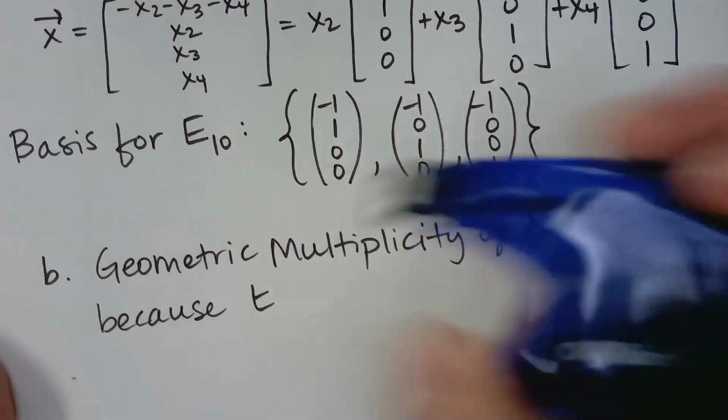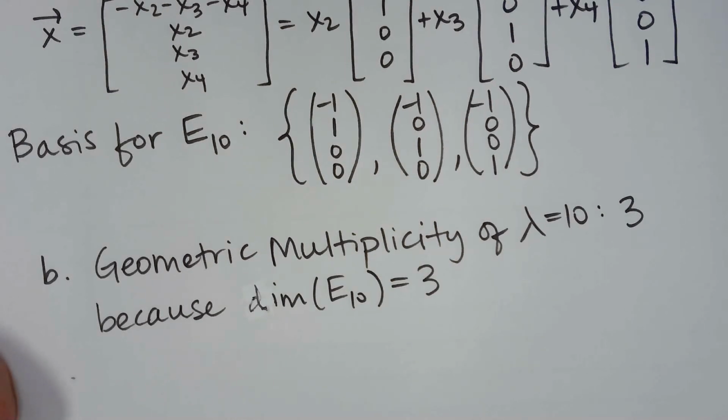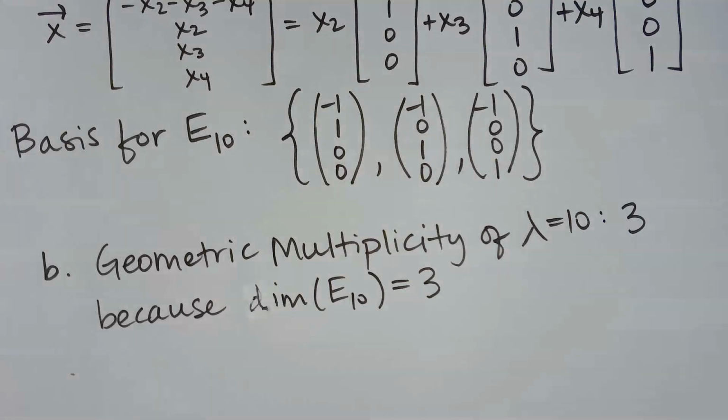I was trying to say the dimension of the eigenspace corresponding to lambda equals 10 is 3. Yeah, so maybe something like that. And that would be a good reason for my answer.